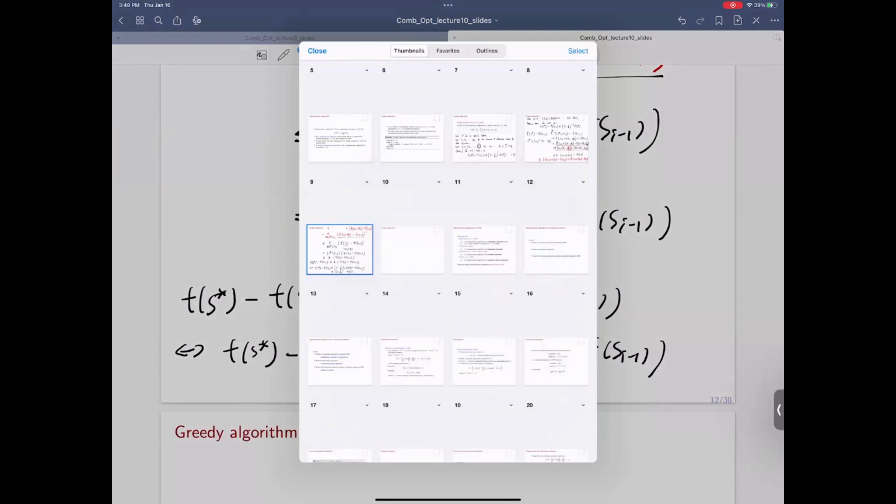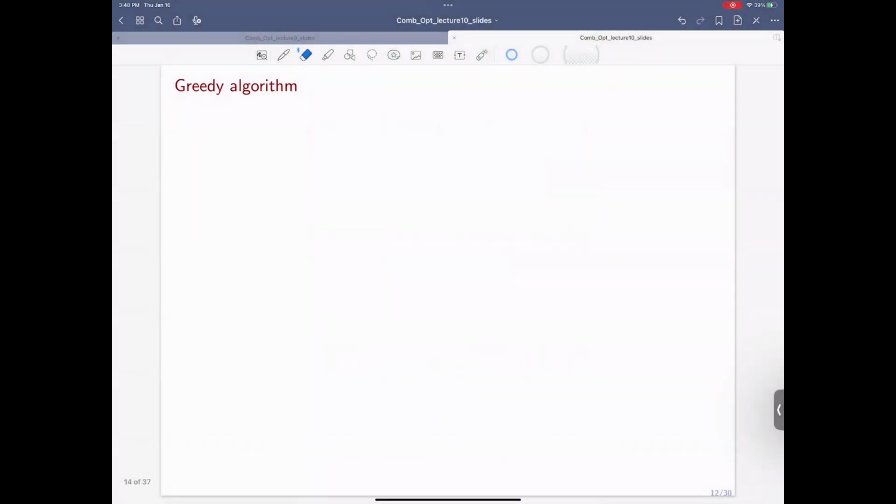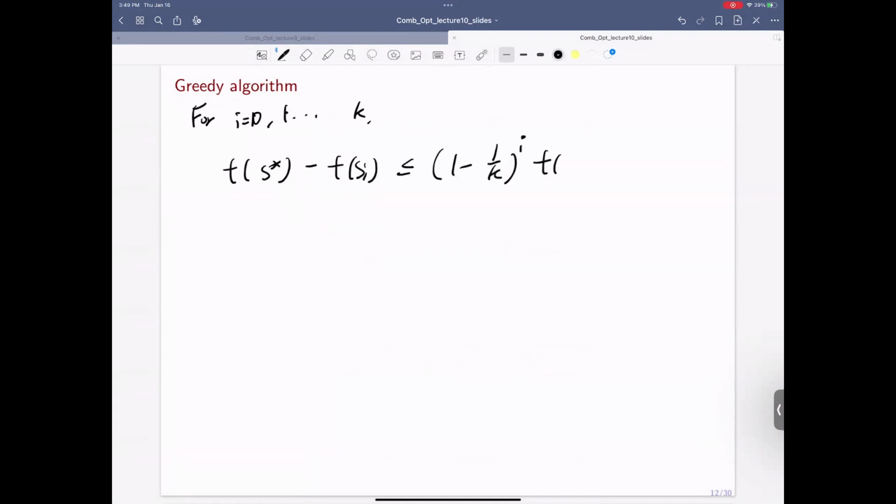Just to summarize, by the claim, for i from 0 to k, we know that f of S star minus f of Si is at most 1 minus 1 over k to the i times f of S star. Now, if you choose i equals k, then f of S star minus f of Sk, where Sk is the solution returned by my algorithm, which is S bar, is at most 1 minus 1 over k to the k times f of S star.